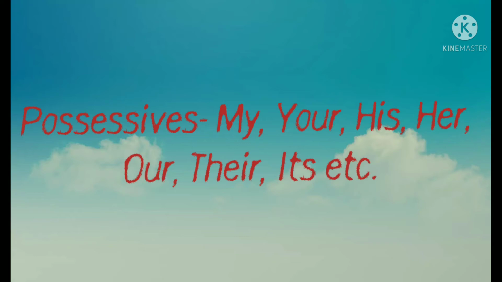After the demonstratives we have the possessives. Possessives means words that show the possession. That means you own something, you have something, you are the owner of that thing. Like we say, this is my house. That means it shows my possession over the house. So possessives are my, your, his, our, their, its, etc.